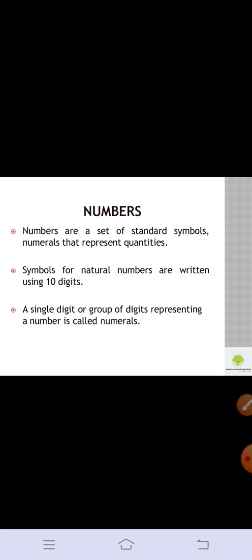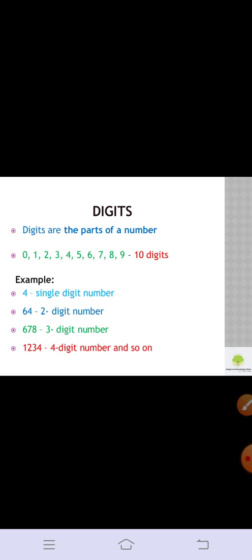Numbers can be formed by using digits. These digits representing a number are called numerals. What are digits? Digits are the parts of a number. Here we are using 10 digits from 0 to 9. By using these 10 digits, we can form infinite numbers like single digit, 2-digit, 3-digit, 4-digit numbers and so on. So this number system is called the decimal number system.